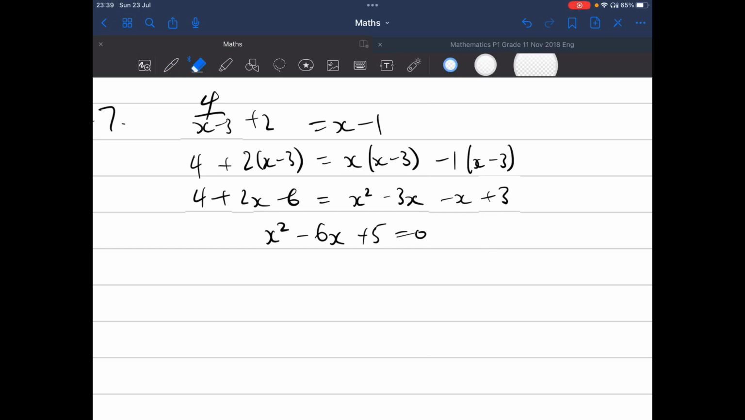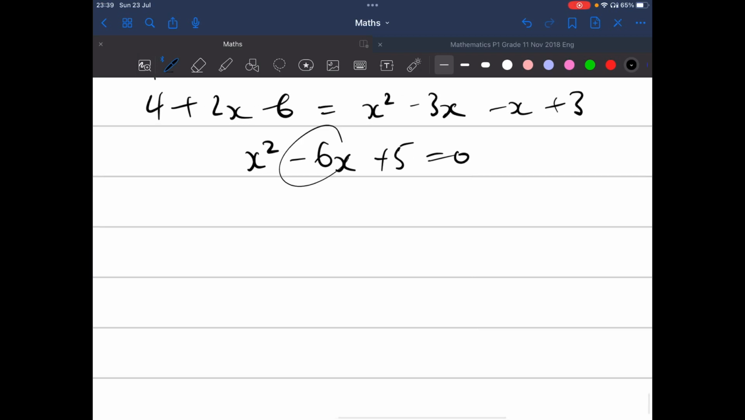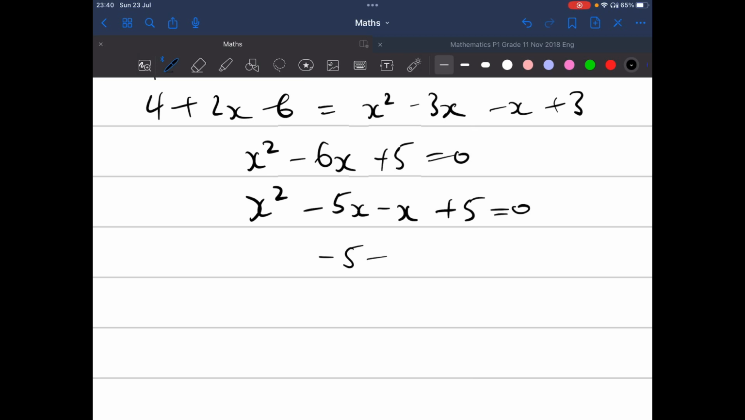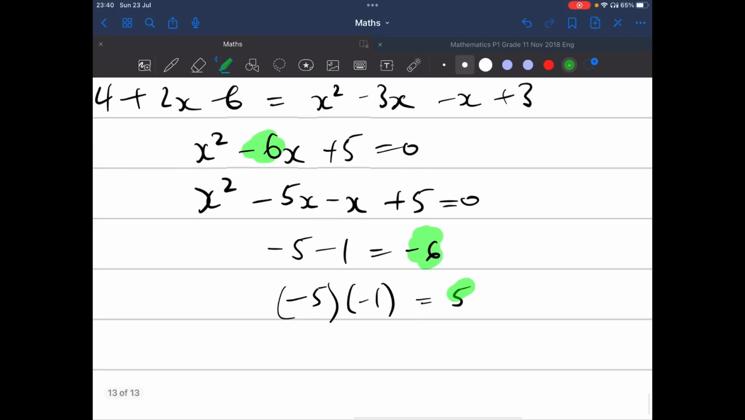Okay, and now it's a case of just finding our factors and then solving. So again, we're going to look for two numbers that when I add them together, I get -6, and when I multiply them, I get +5. So x squared, let's try -5x minus x, right? -1x, same thing, +5 equals 0. So if I take -5 minus 1, I get -6. If I take -5 times -1, I get 5. So there's our -6, and there's our +5. So that means that that works.